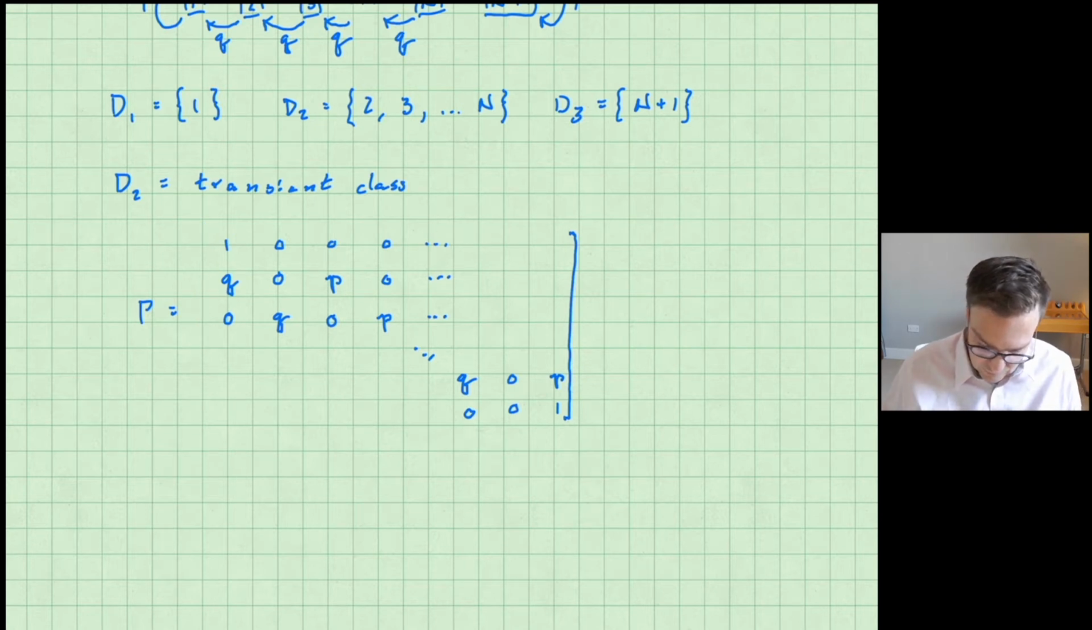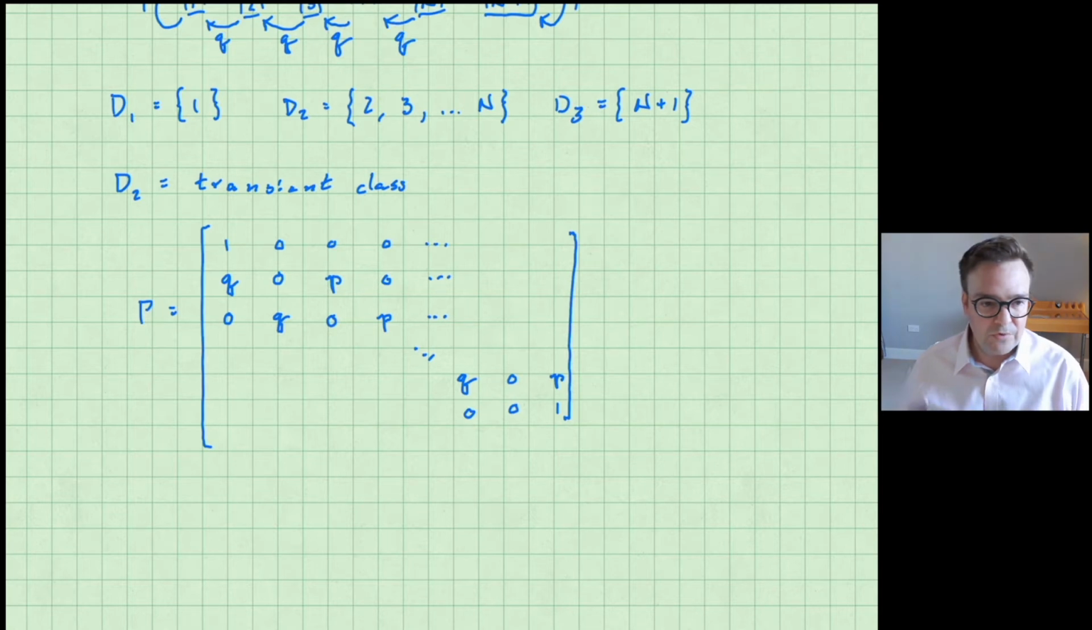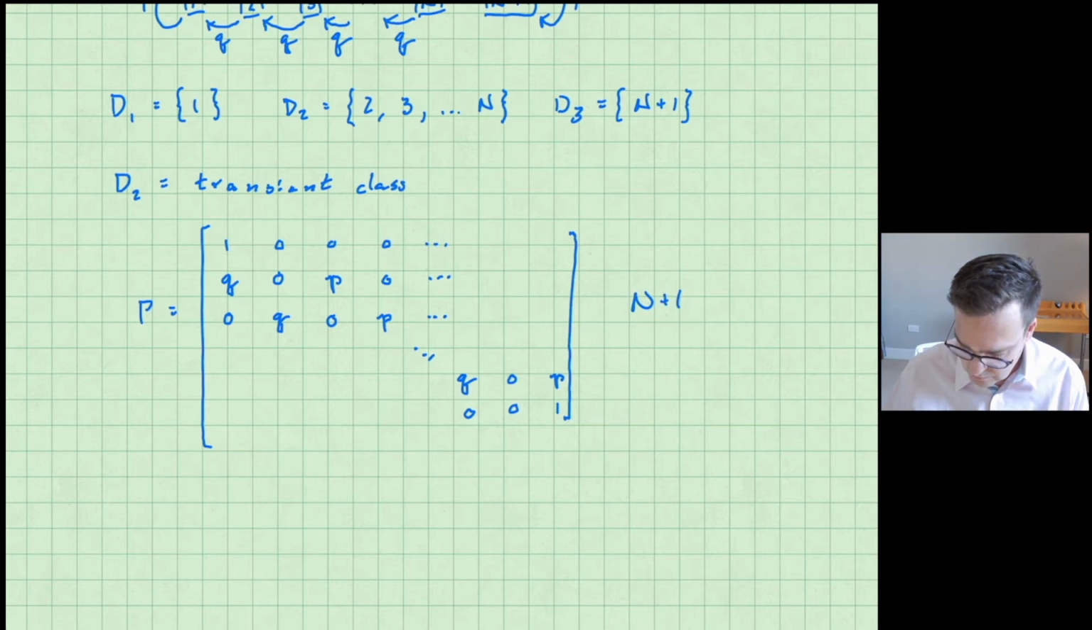I think I made this too short. Too long now. Oh man, can't get a break. So this is what this thing looks like, and it's n plus 1 by n plus 1.